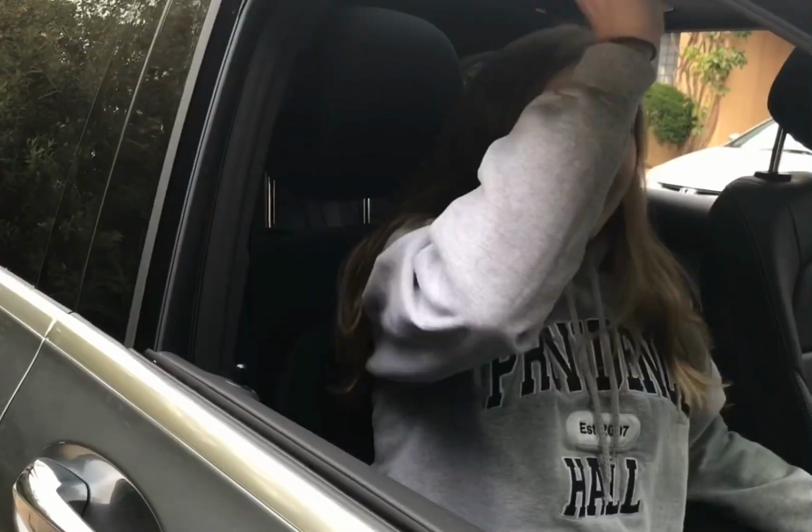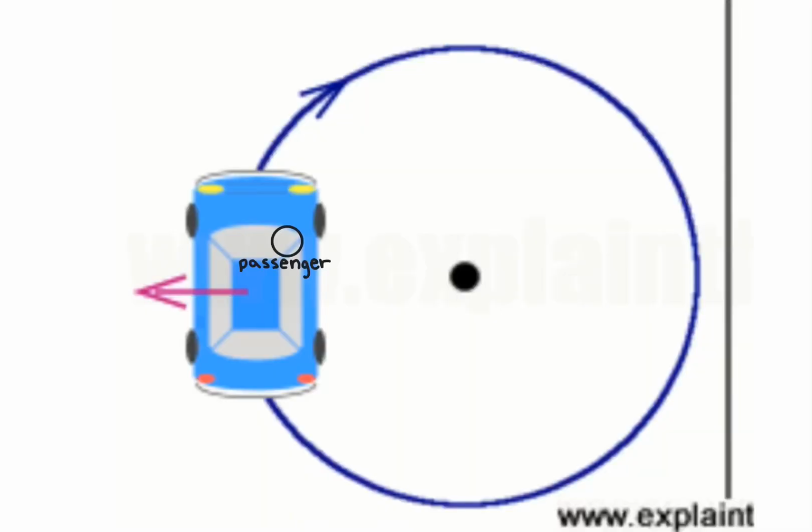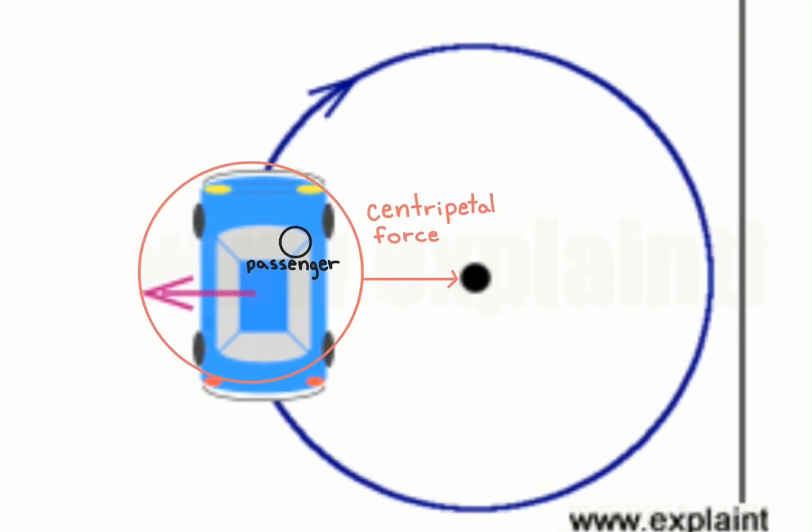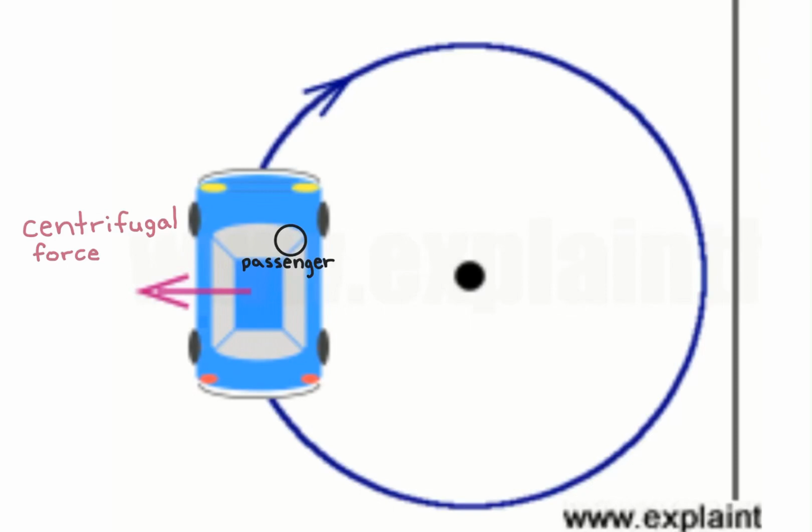If a car makes a sharp right turn, the passenger would tend to lean left. This is because there's no centripetal force to hold you in circular motion, because the inward force is on the car, not the passenger. But there's a centrifugal force directed from the center of the circle towards the passenger that makes you lean outward.